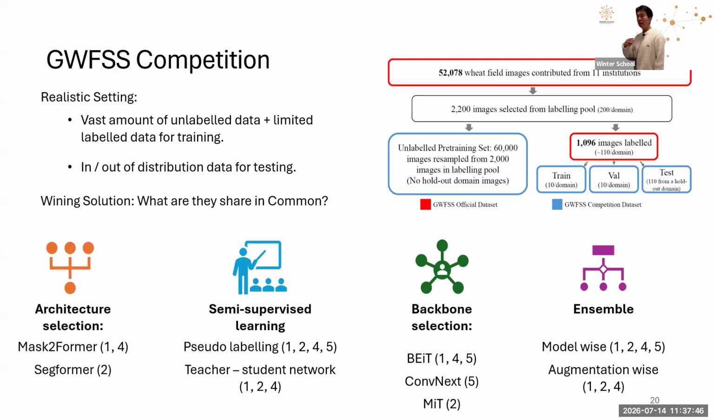So what do those winning solutions have in common, right? We just summarized it. First, for the architecture selection, people are trying to use Mask Transformer and SegFormer. And all of the top 5 winning solutions are using semi-supervised learning methods. People are using pseudo labeling and teacher-student training, right? And then for the backbone selection, we also see most people are following these 3 different backbones to train their models. And most importantly, to achieve better results, people are always using the ensemble method, which is leveraging the predictions from multiple outputs to finally formulate the prediction result.